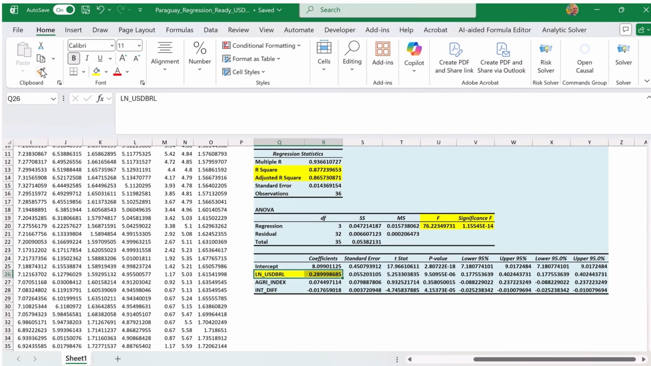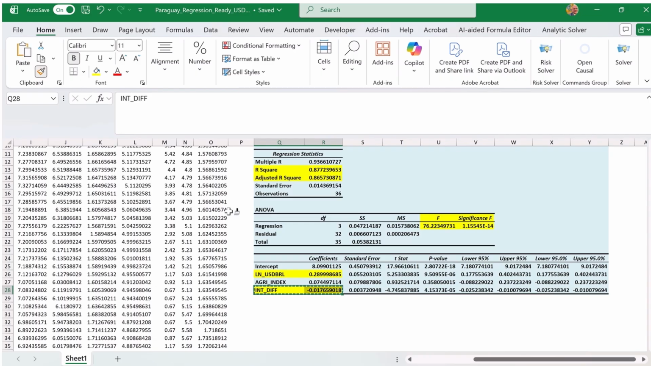The interest rate differential also plays a central role. The estimated coefficient is approximately minus 0.0177 and is statistically significant at conventional levels. This result is consistent with standard economic theory. An increase in Paraguay's policy interest rate relative to the US rate is associated with an appreciation of the guaraní, reflecting capital inflow dynamics and monetary policy credibility.